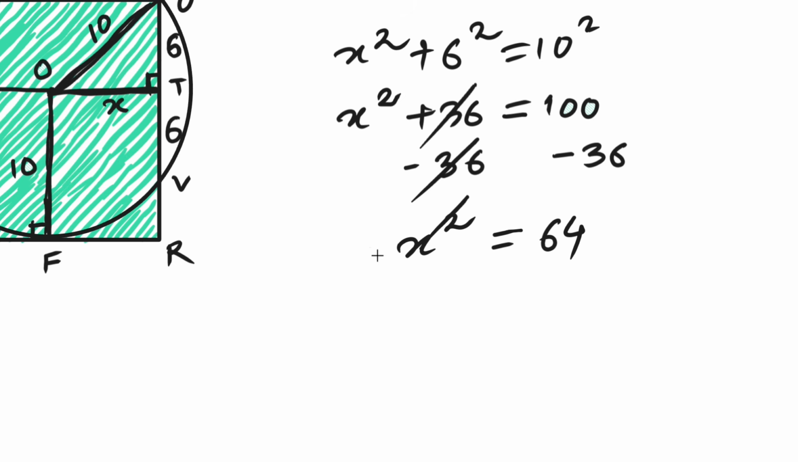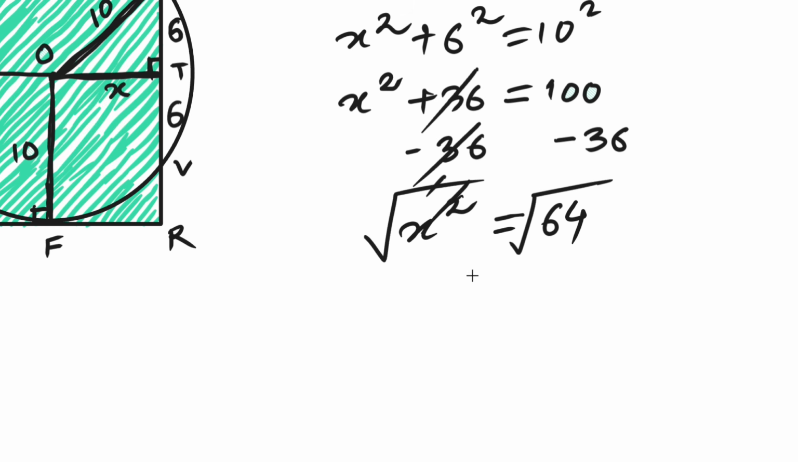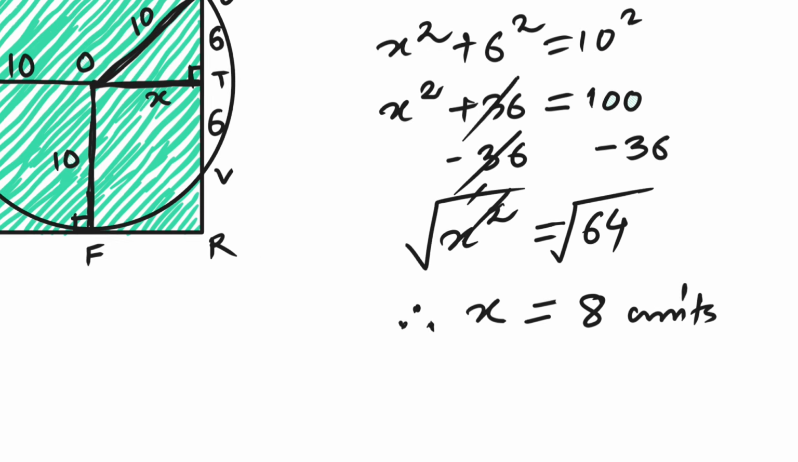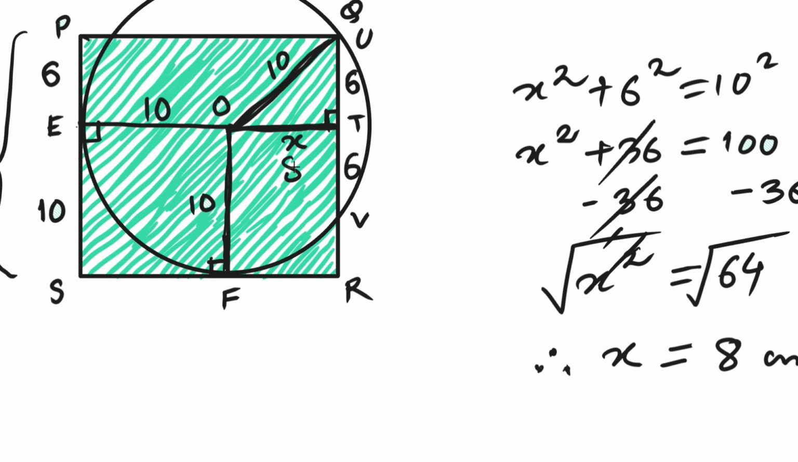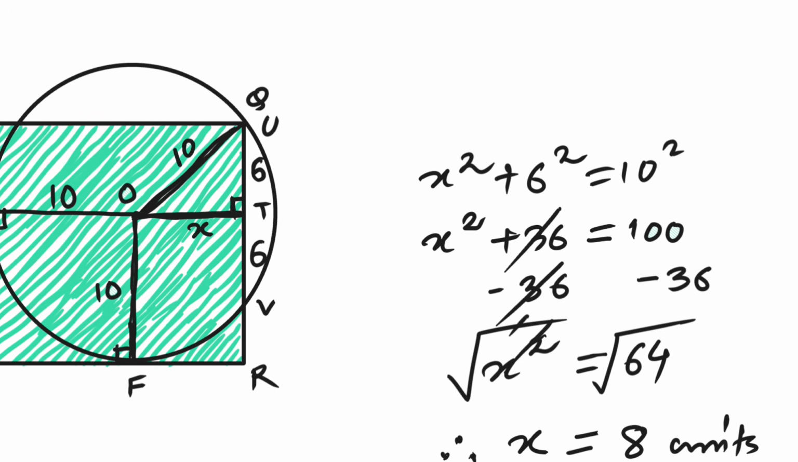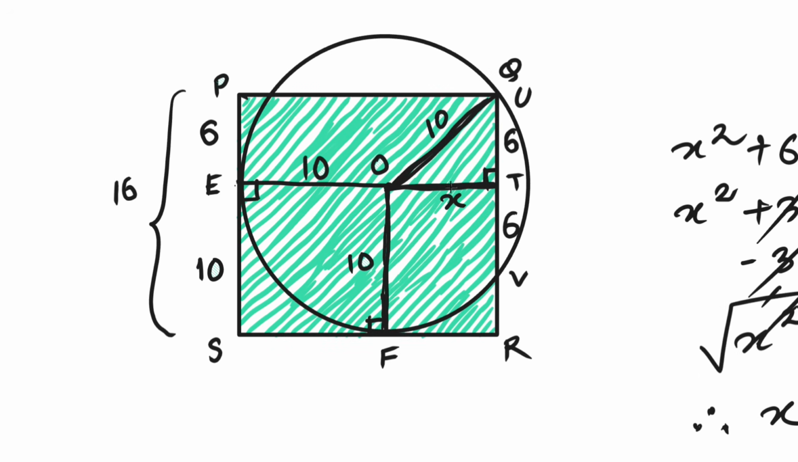Now we undo the square by taking the square root of both sides. The square root of x squared is x, and the square root of 64 is 8. Therefore, x equals 8 units. So we have found that OT equals 8 units. Notice that this is also exactly the familiar 6, 8, 10 right triangle, so we could have recognized the Pythagorean triple directly, but using the theorem makes the reasoning completely clear.